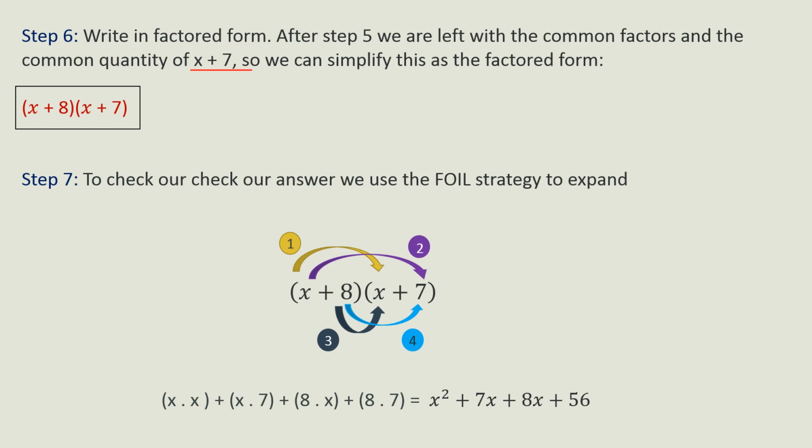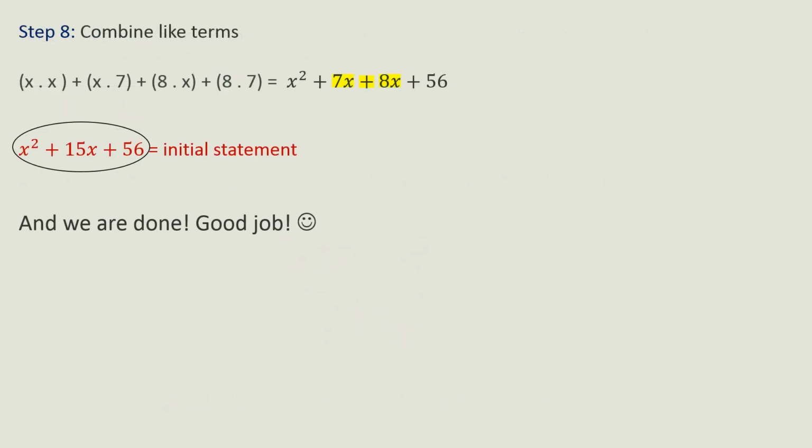Now what do we have to do? Now we have to combine like terms, as 7x and 8x both have an x variable in common. We have to combine them. After we combine them, we will have x squared plus 15x plus 56, which is our initial statement. So we know that we have solved this correctly, and we are done.